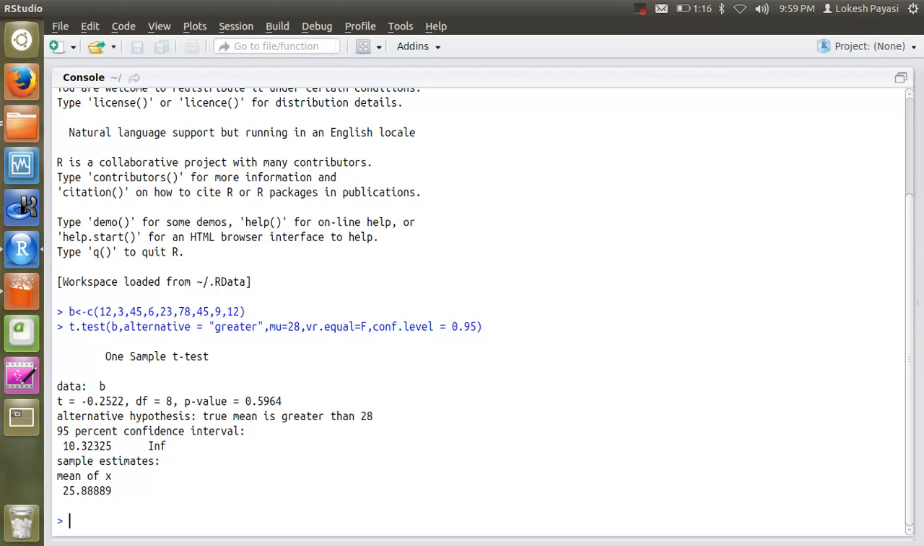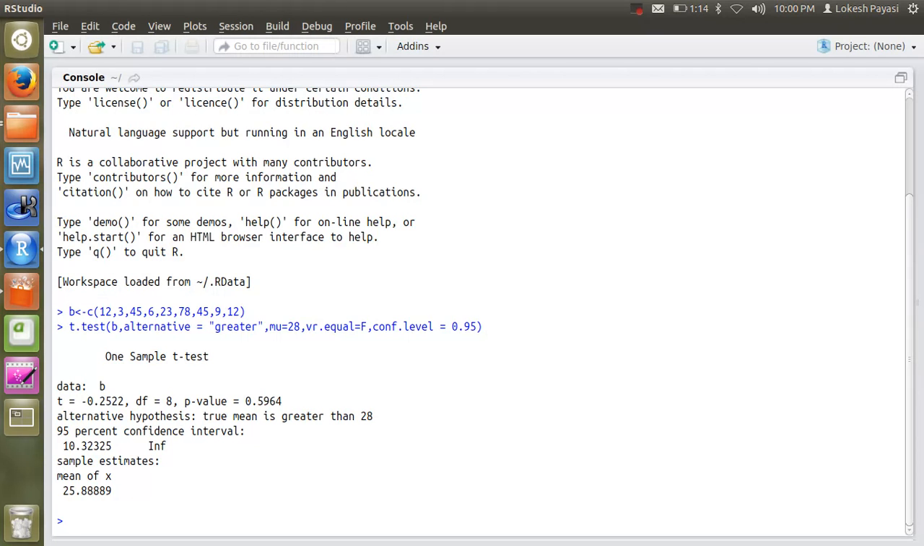Yeah, I am getting some answer. Great. The value of t is minus 0.2522, degrees of freedom 8, which is n minus 1. There are 9 values, so n minus 1 equals 8. The p value, which is actually important, is 0.5964. What does this mean?